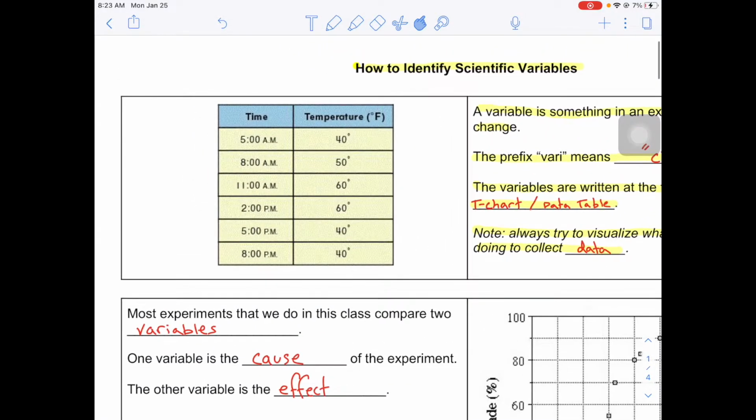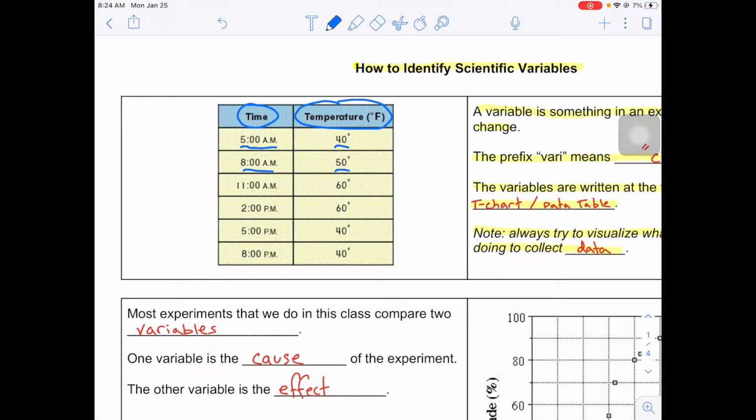So first, circle the variables, time and temperature. And then tell me in a couple sentences, what is the experimenter doing in order to collect data? So if you thought about that, you might say something like this. The experimenter woke up at 5, they went out with a thermometer and they measured the temperature. They waited 3 hours, they woke up at 8, and they went outside and they measured the temperature again. So maybe they want to see, how does time affect the temperature? And that's great. We're visualizing what's happening in the experiment.